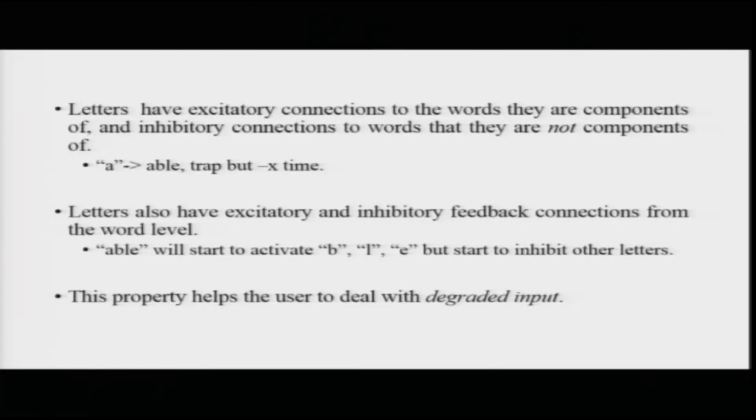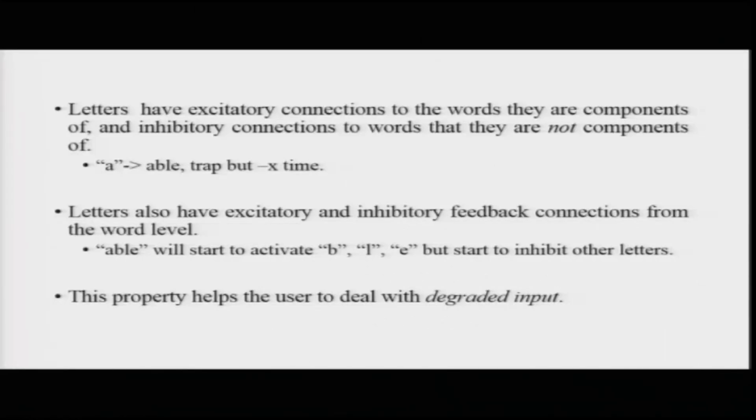Letters also have excitatory and inhibitory feedback connections from the word level. So some connections come down, some connections go up. For example, for the letter A, excitatory connections will come from all the words that have A, and inhibitory connections will come from all the words that do not have A, very simple. This property helps us in dealing with what is called degraded input.